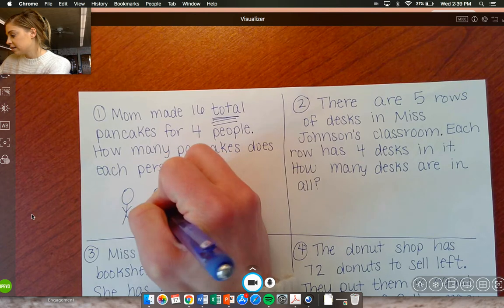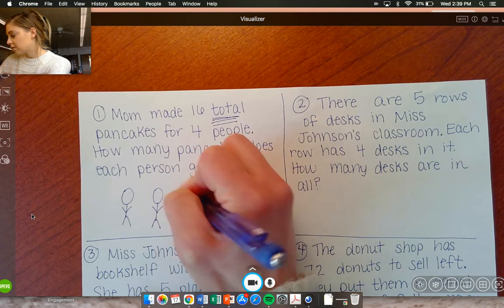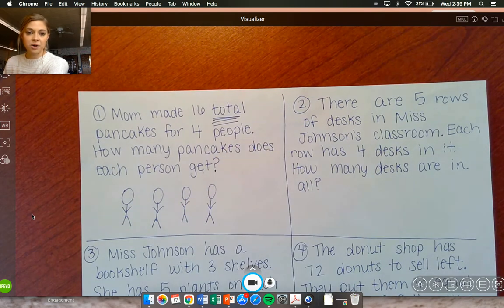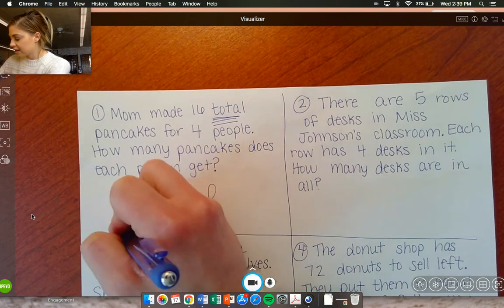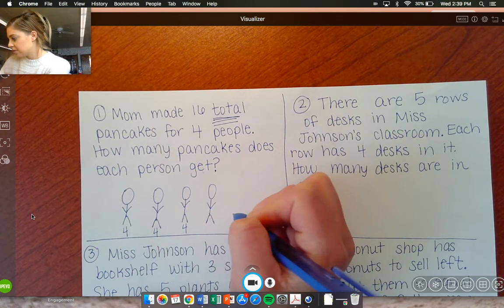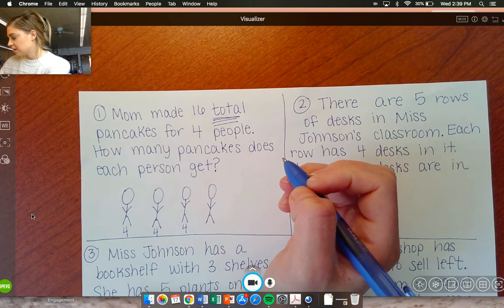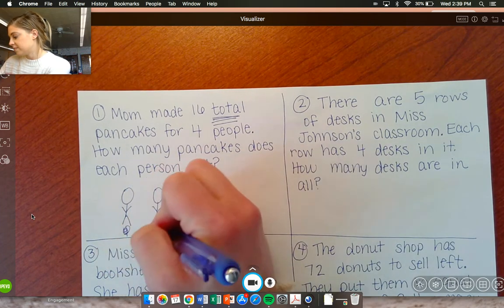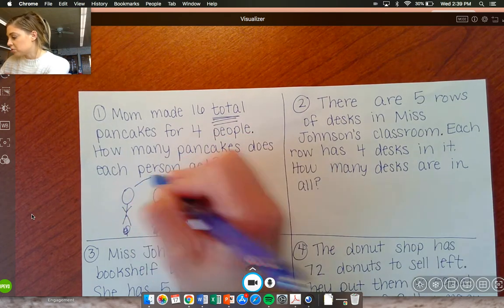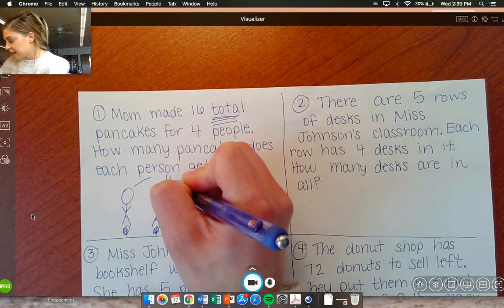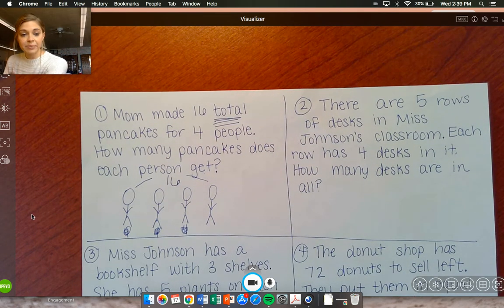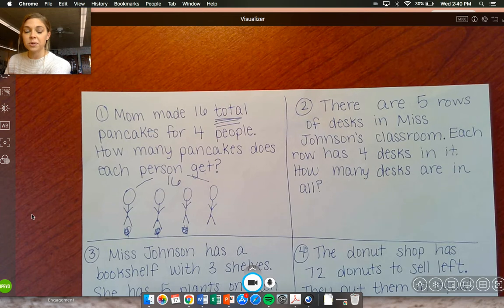1, 2, 3, don't judge my people here. I have 4 people. Each of them gets 4 pancakes. Oops. Oh, sorry. Nope. There's 16 pancakes in all. Between all of them, there's 16 pancakes. Okay? So I have 4 people, 16 pancakes, and the question says, how many does each person get?